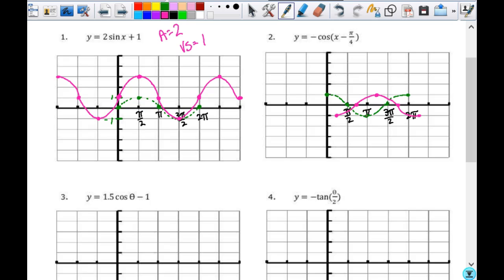So then you can finish out the rest of those. Any questions about that? Tell me if it doesn't make sense.